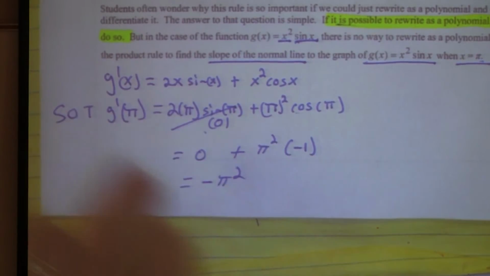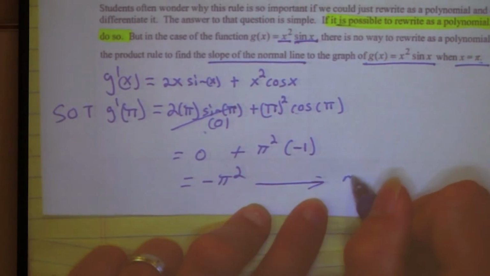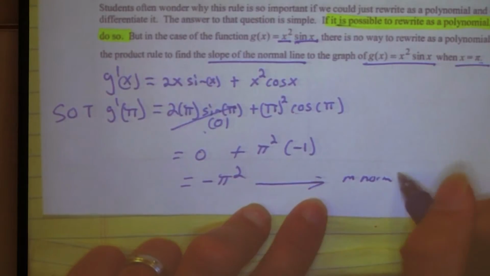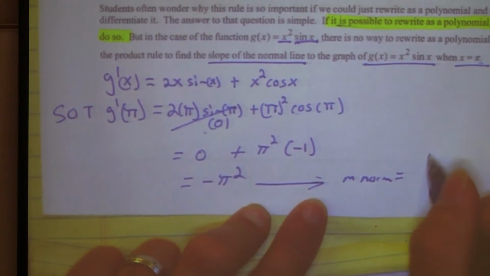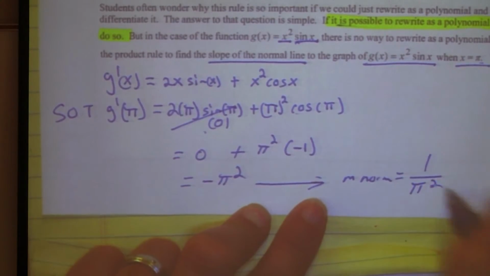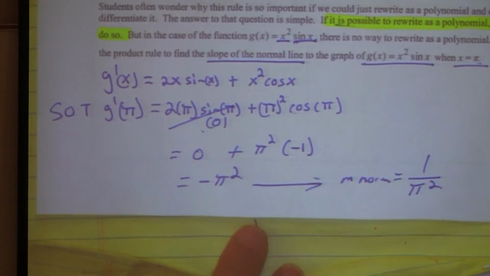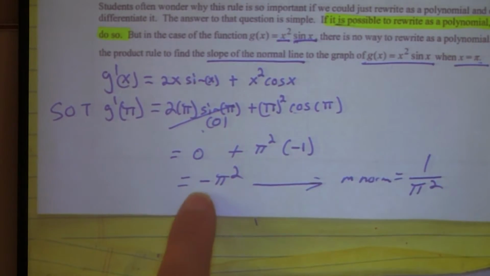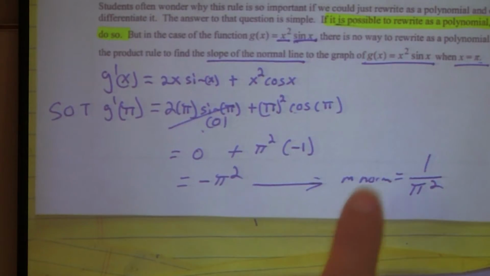What would the slope of the normal line be? 1 over pi squared. Very good. It's negative here, so we need the opposite, so positive, and we need the reciprocal, right?